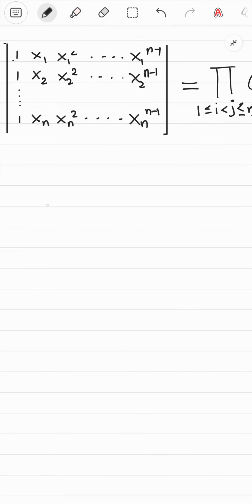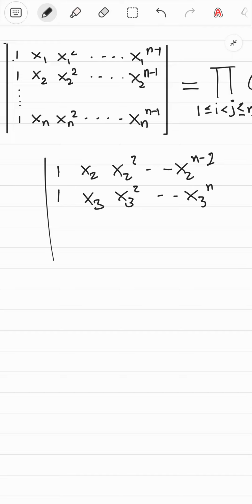So what we're going to assume is, okay, we're going to start with 1, of course. So 1, x2, x2 squared all the way till x2 power n minus 2. So not n minus 1 but n minus 2. And then here you've got 1, x3, x3 squared all the way till x3 power n minus 2, and so on. All of this in the determinant, and this is going to go on till xn, of course. So 1, xn, xn squared all the way till xn power n minus 2.